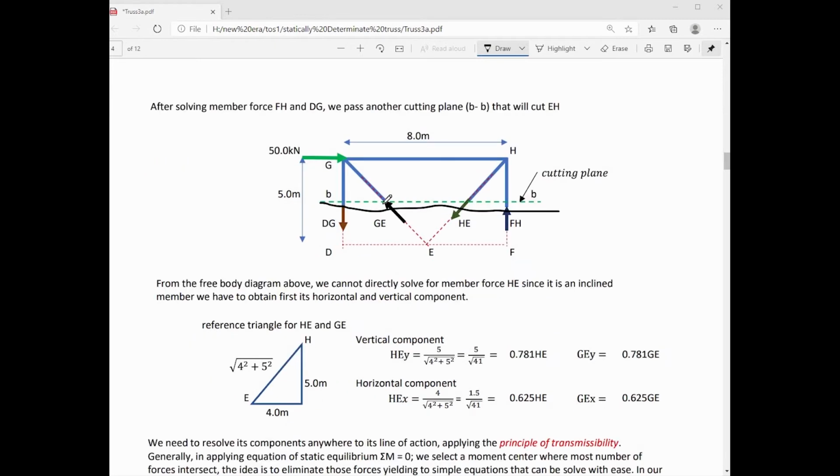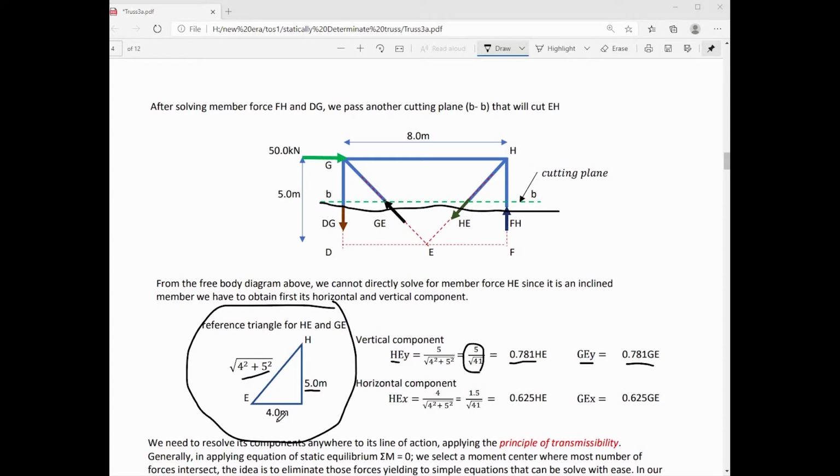But since GE and HE are inclined member forces, we have to resolve their vertical and horizontal components using this reference triangle. The vertical component of HE, that is HEY, is equal to the vertical dimension divided by the hypotenuse of the triangle, that is equal to 5 divided by square root of 4 squared plus 5 squared, or 5 divided by square root of 41. If we perform the operation, that is equal to 0.781 of HE. And since HE and GE have the same inclination, the vertical component of GE is also equal to 0.781 of GE.